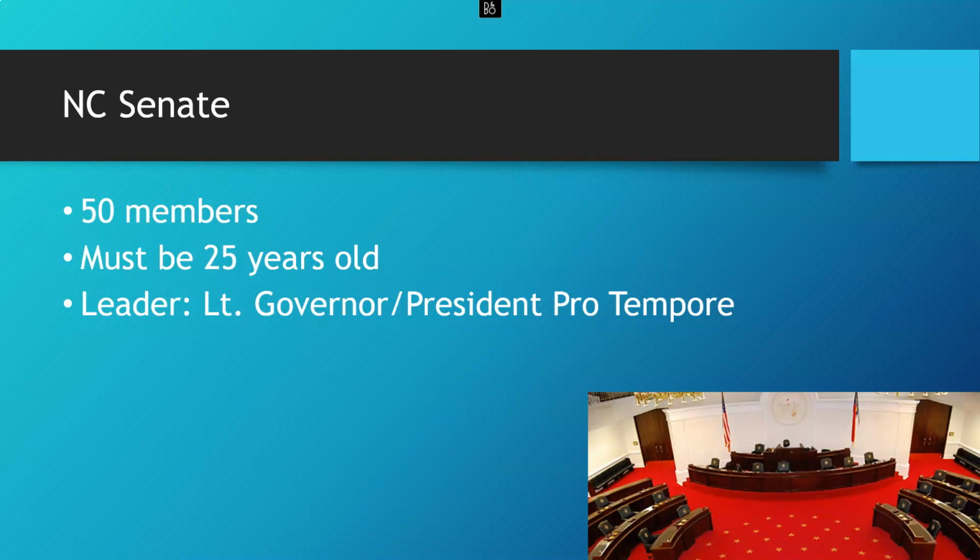And your book talks about here, that I want to read this little section. In most states, the Lieutenant Governor presides over the Senate. In other states, the Senate chooses its own presiding officer. Members of the lower house in all states choose their own presiding officer, usually called the Speaker.